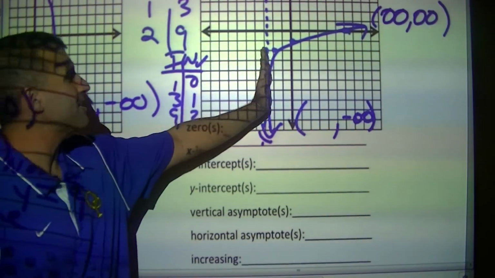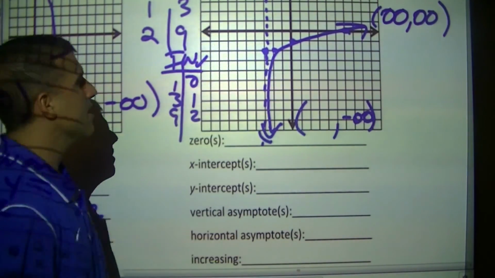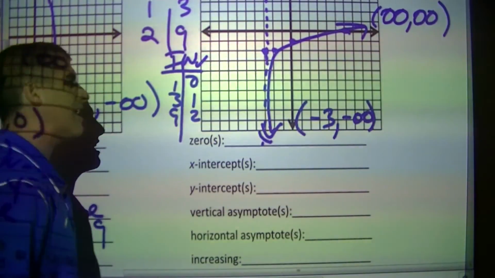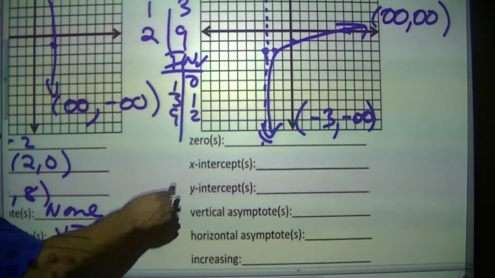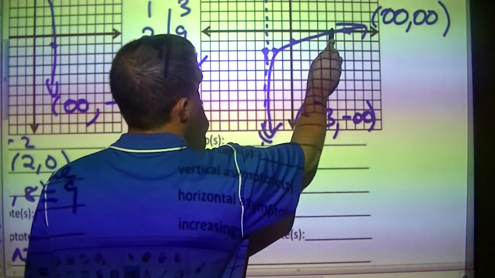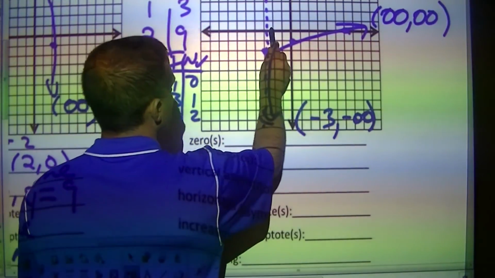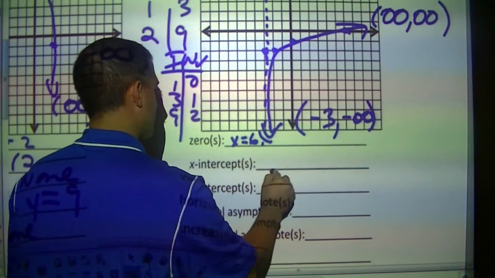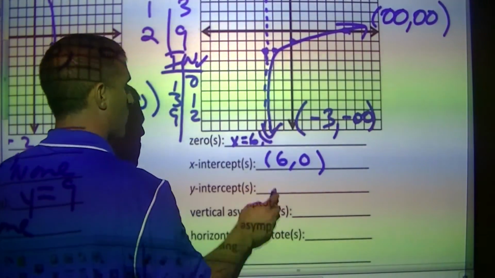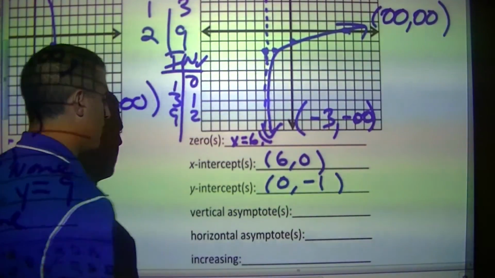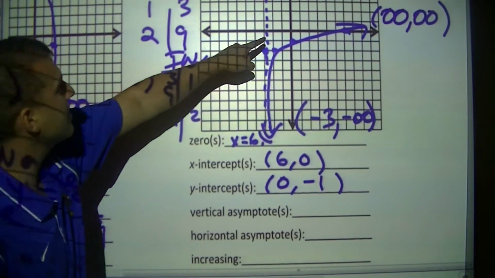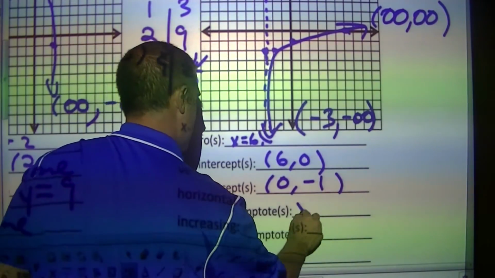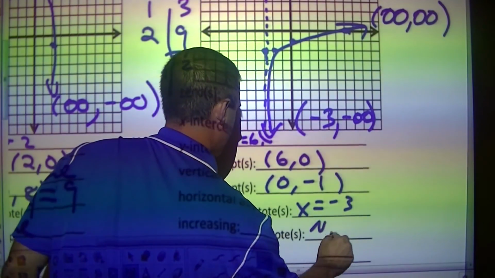But here's the deal, it's going to stop right there, so I'm going to actually have that as -3 there. Now the zeros, that crosses at 1, 2, 3, 4, 5, 6. Yes, it crosses at 6. So that's going to be x equals 6, so (6, 0) for that intercept. The y-intercept crosses at -1, so (0, -1). Vertical is at x equals -3. We have none for horizontal.